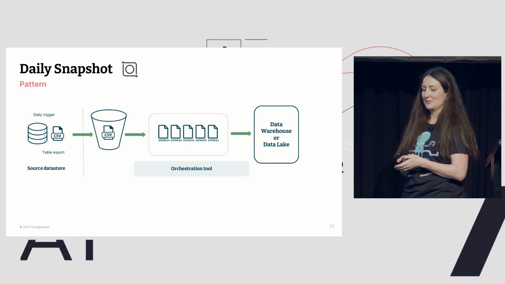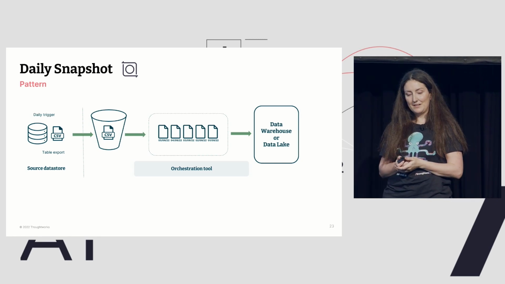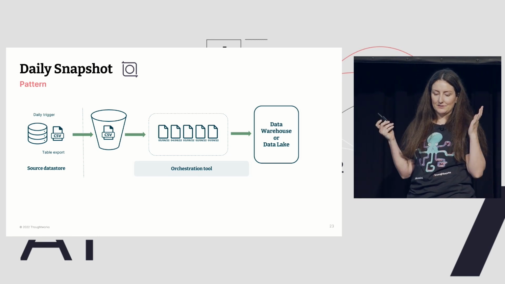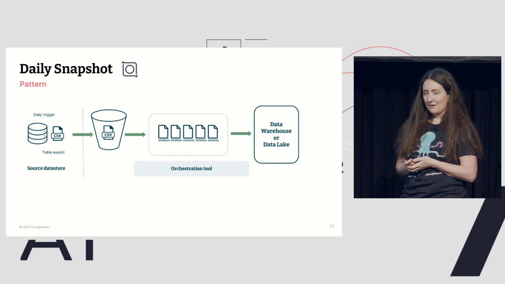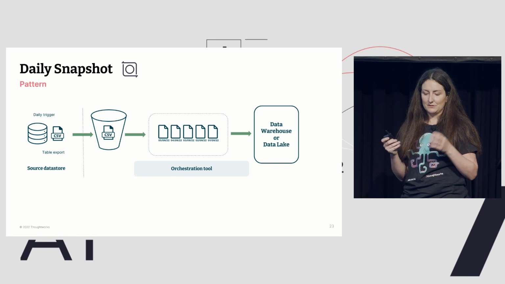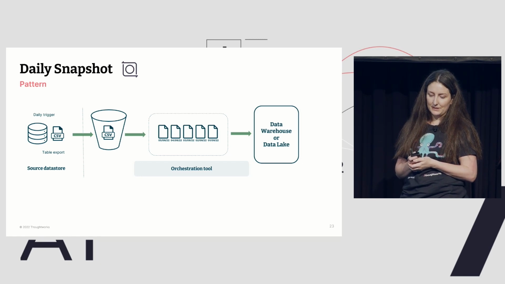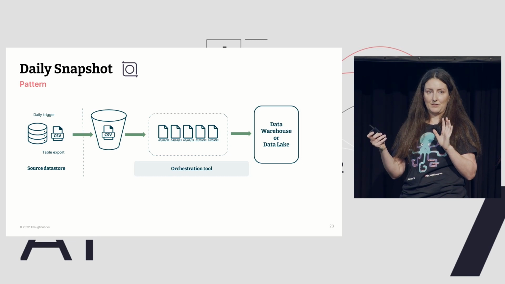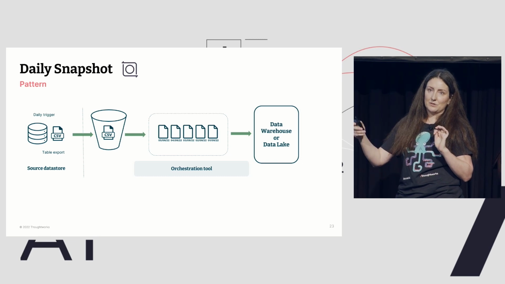So the first one we're going to talk about is the daily snapshot. This is really used a lot, I think, in analytical engines. Really simple. We have a source data store. We are exporting the data in some way. I'm assuming here that we are not doing a query to export the data, and instead we're doing some form of table dump to export it. We are putting it in a CSV bucket, and then we've got an orchestration tool that's coming along and taking that file and storing it somewhere on the file system.